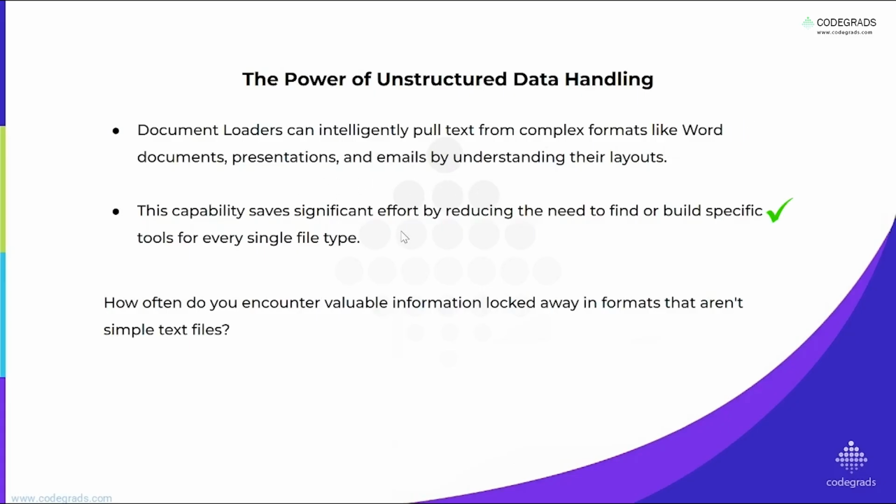Now, getting this complex data into the format which the LLM model can understand is done by the document loader, and this capability saves significant effort by reducing the need to find or build specific tools for every single file type. So instead of building a tool to access the data from different data types or different file types, it is all done by the document loader.